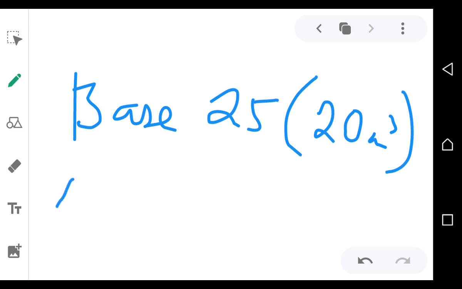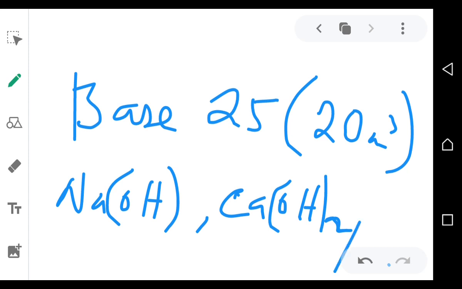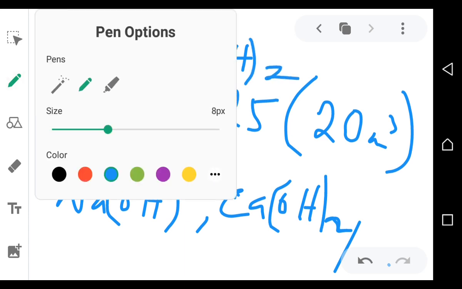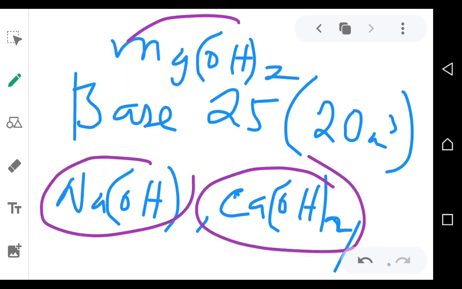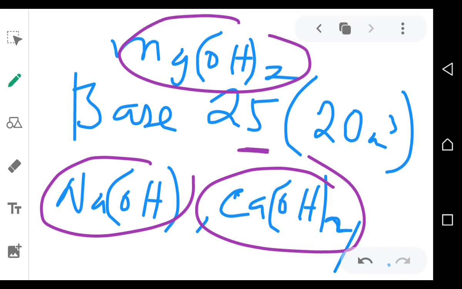And I said the base can either be sodium hydroxide, or calcium hydroxide, or magnesium hydroxide. Any of these can be the base that they can give you in your exam. They can give you this base, that base, or this base, any of them. But the fact is the volume will always be 25. And then I'll show you how to do the calculations.